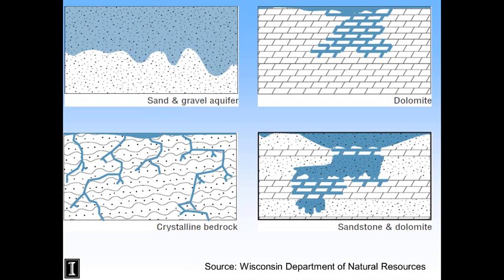When you get down to the crystalline bedrock, it's not very fractured. It doesn't have any secondary porosity, and if you're unfortunate enough to be in an area where crystalline bedrock is close to the surface, you probably have a very low-yielding well, if you can use a well at all, or maybe you're using a dug and bored well in the unconsolidated material above it.